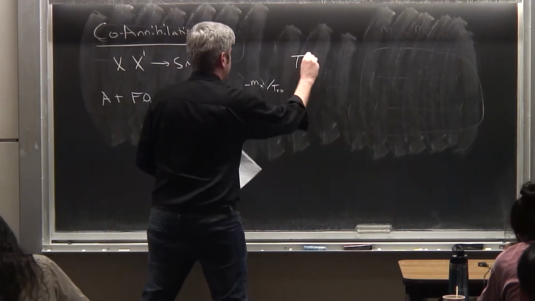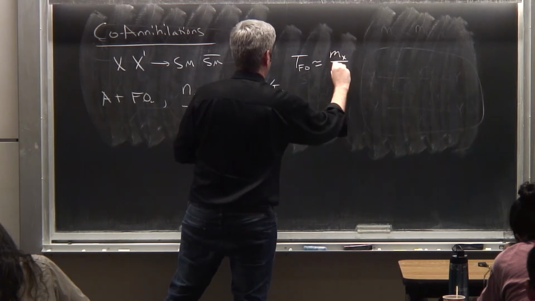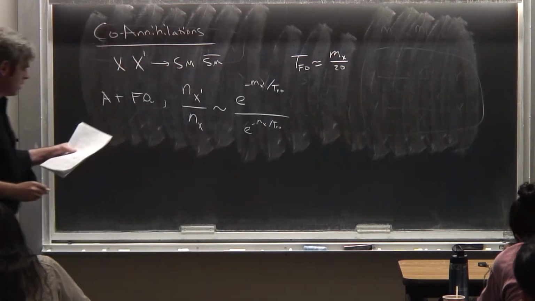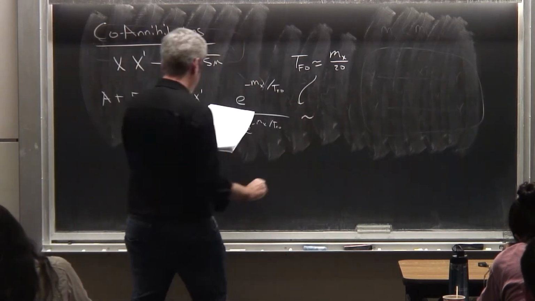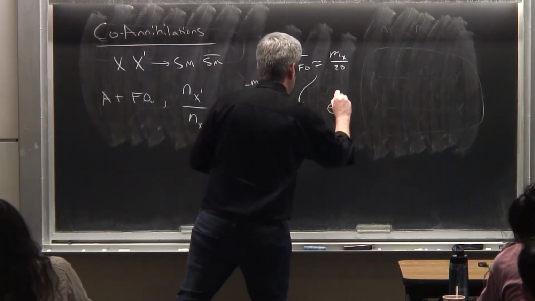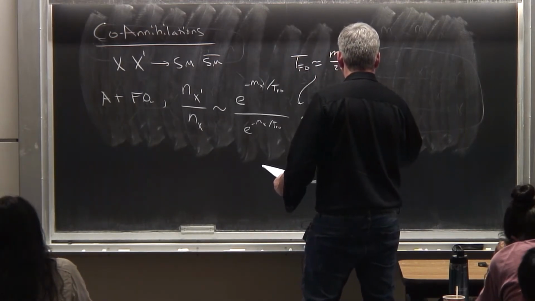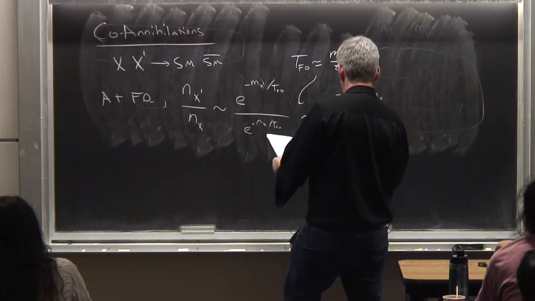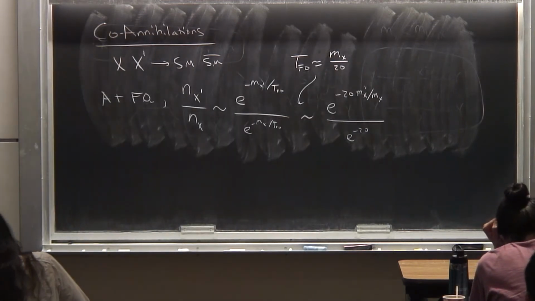So I'm going to say the temperature of freeze out is the dark matter mass over 20, which is about right for a wide variety of sort of WIMPs. And when we do that, we find that this reduces to the following. Okay. And you can kind of see where I'm going here.